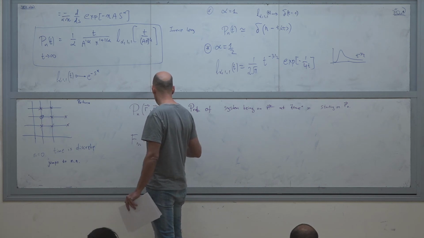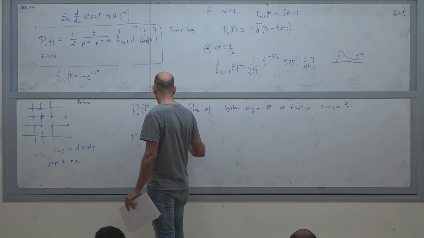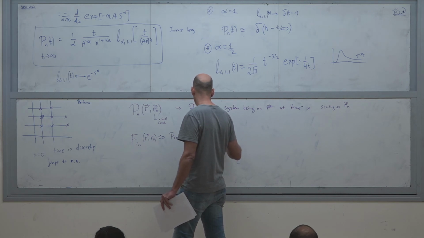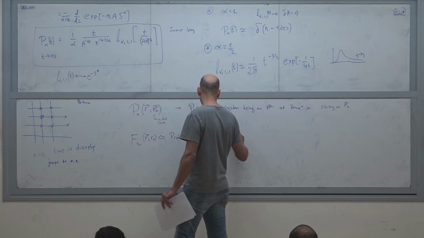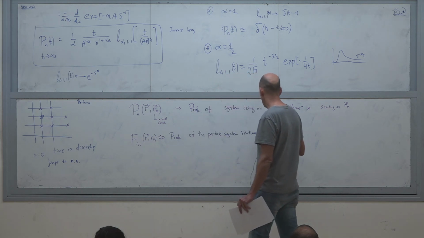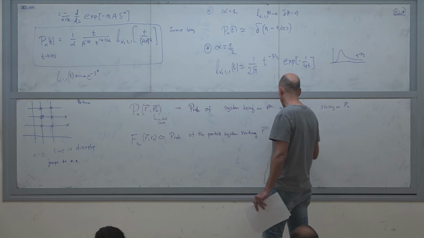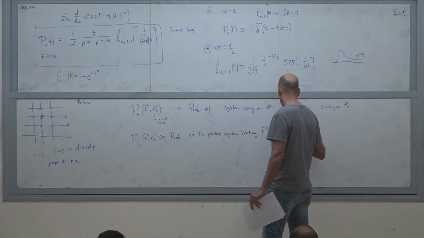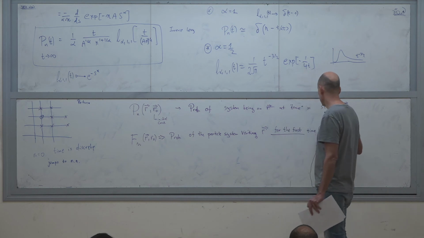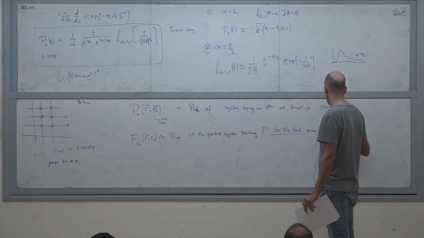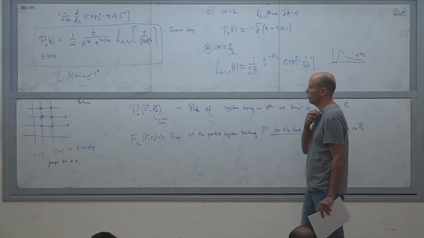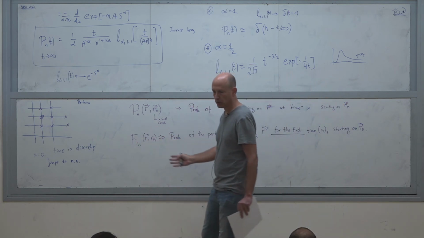R0. This is, by definition, the probability of the particle or system visiting R, and this is the important part, for the first time and starting on R0. This is the object that we are interested in. This is the new object.